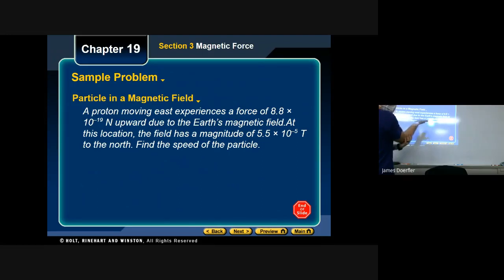What if it was an electron? Exactly. If the electron is moving east, my palm would be facing down. What's that? Yeah, you'd be going west.